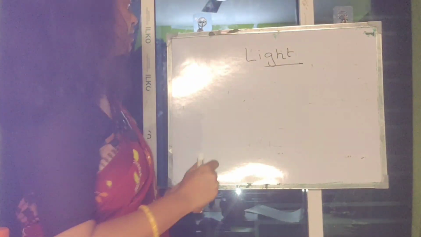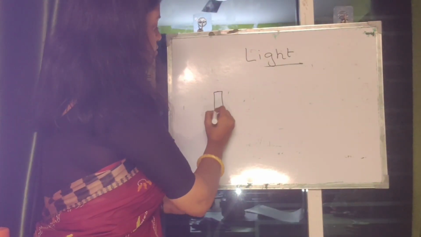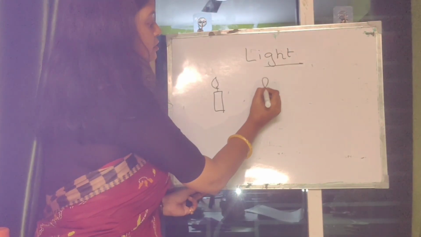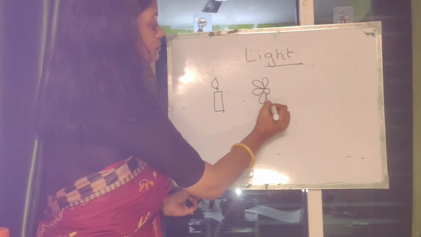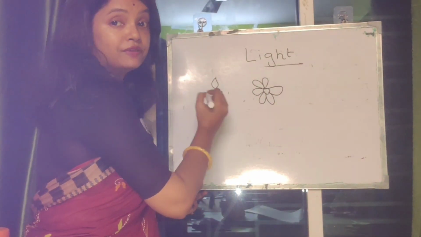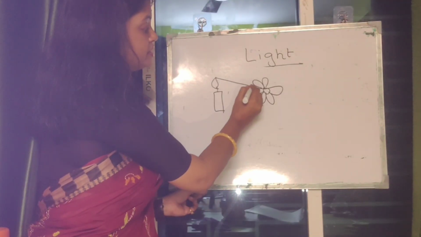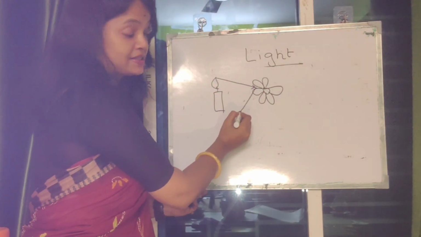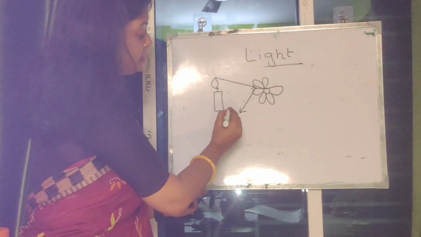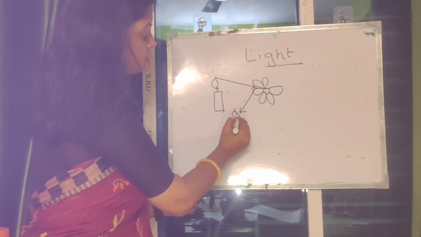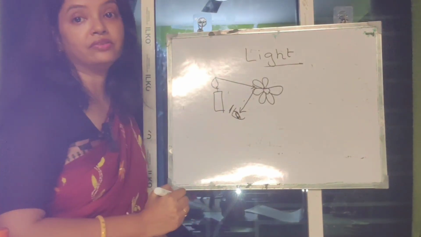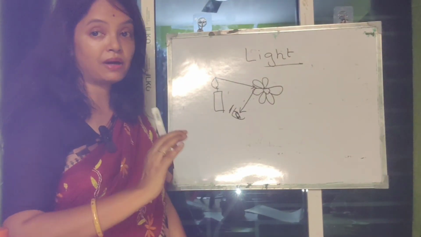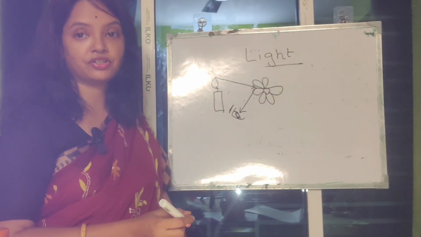Let's see. Suppose there is a source of light, a candle, and there is a flower. So first the light travels to this object. After traveling, the light rays bounce back into our eyes, and then we can see the flower. This bouncing back is called reflection.